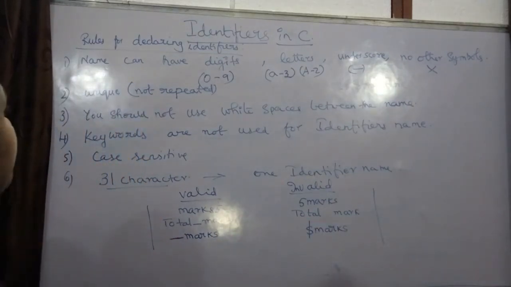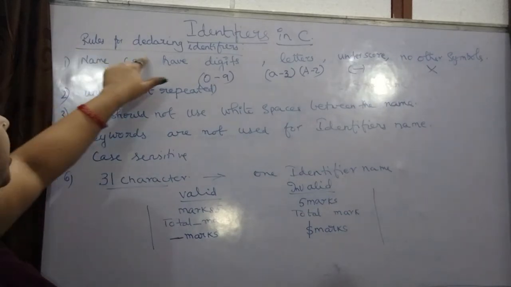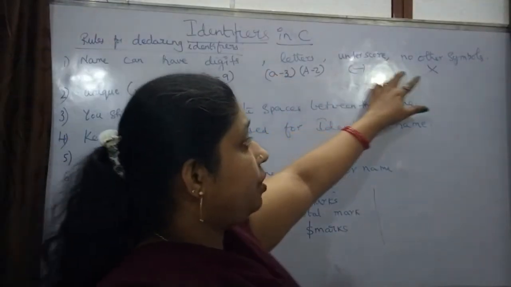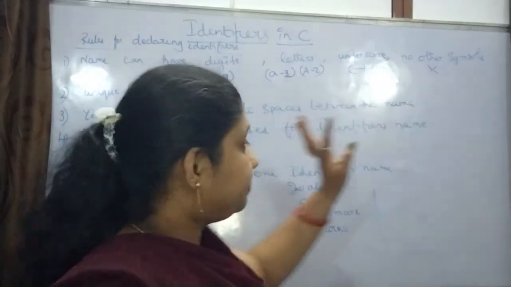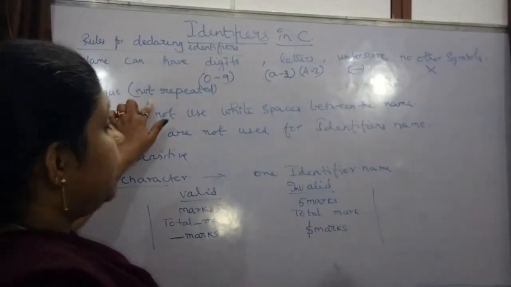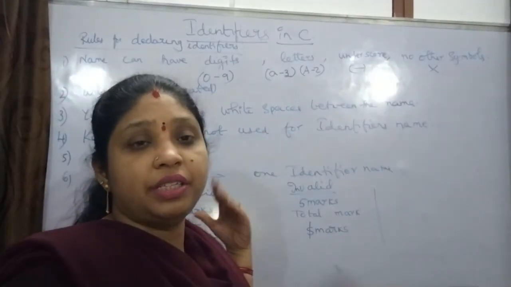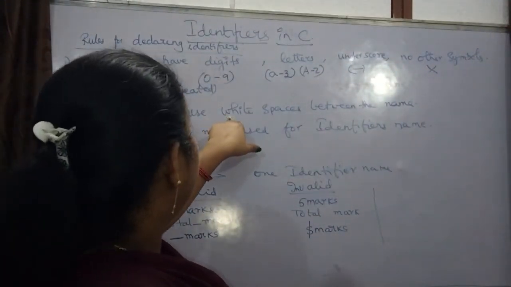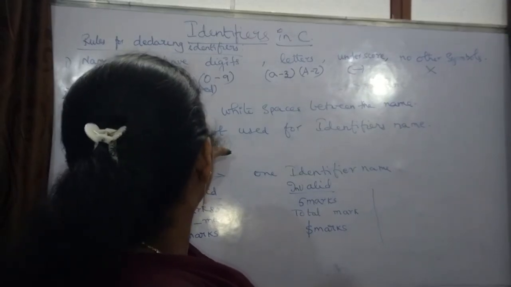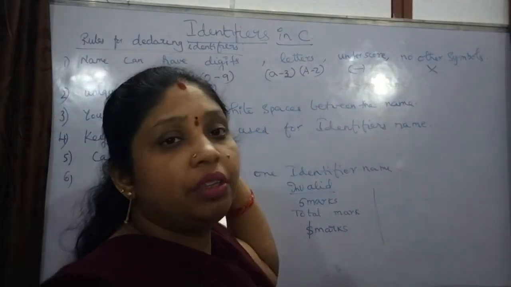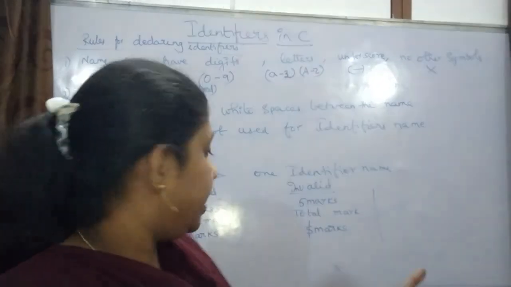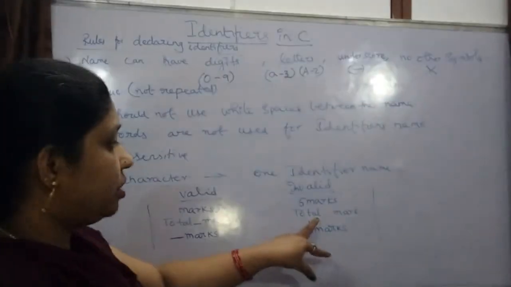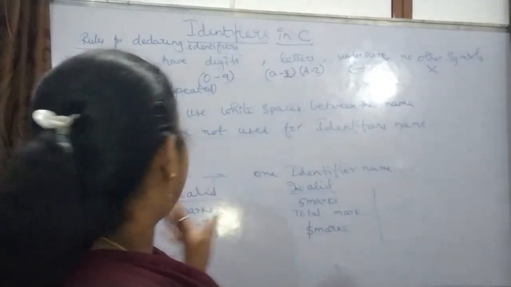Understood? Once again I will read the rules for declaring identifiers. The name should have digits, letters, underscore and no other symbols. It should be unique and should not be repeated again in the program. And you should not use white spaces between the two names like this. You should not use a space like that.